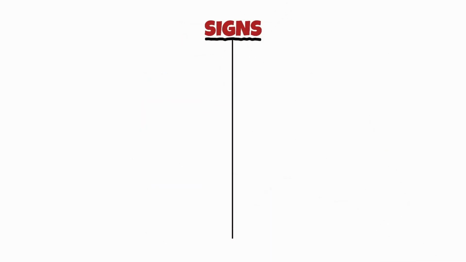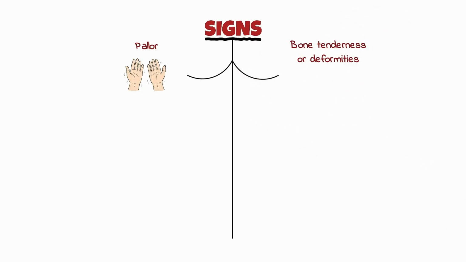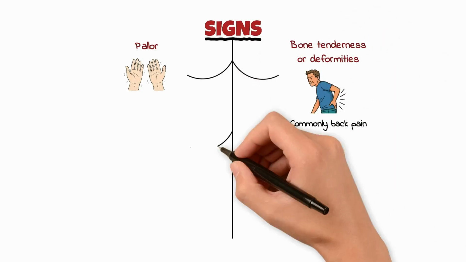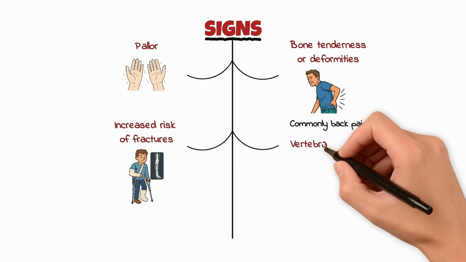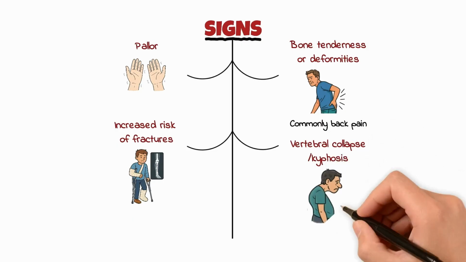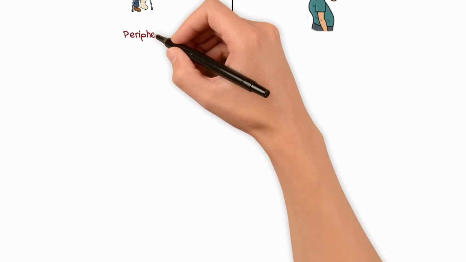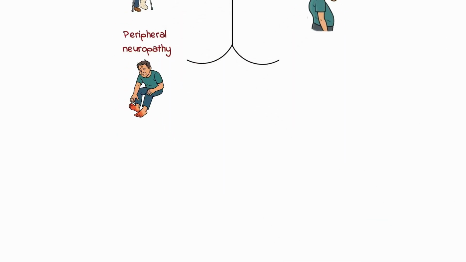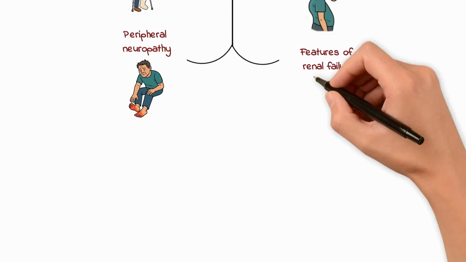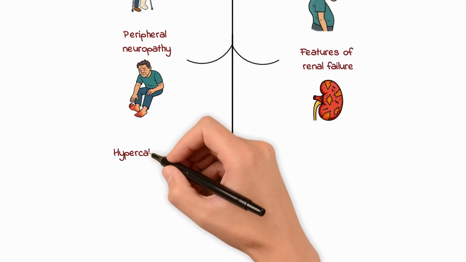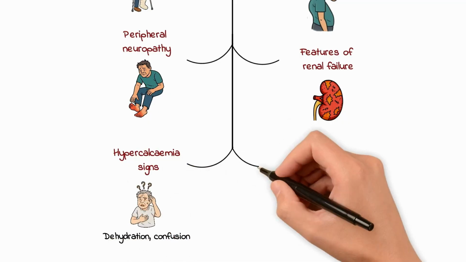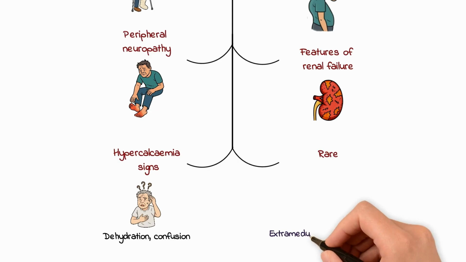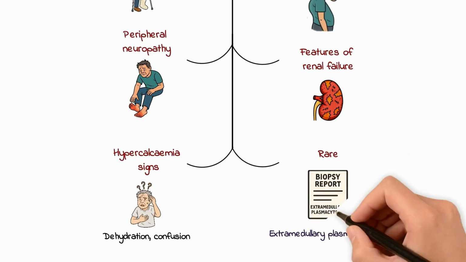Signs: pallor, bone tenderness or deformities, commonly back pain, increased risk of fractures, vertebral collapse or kyphosis, peripheral neuropathy, features of renal failure, hypercalcemia signs, dehydration and confusion, and rarely extramedullary plasmacytomas.